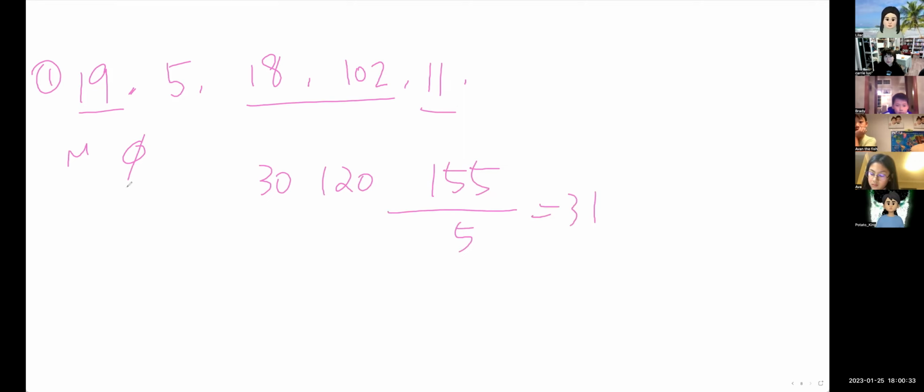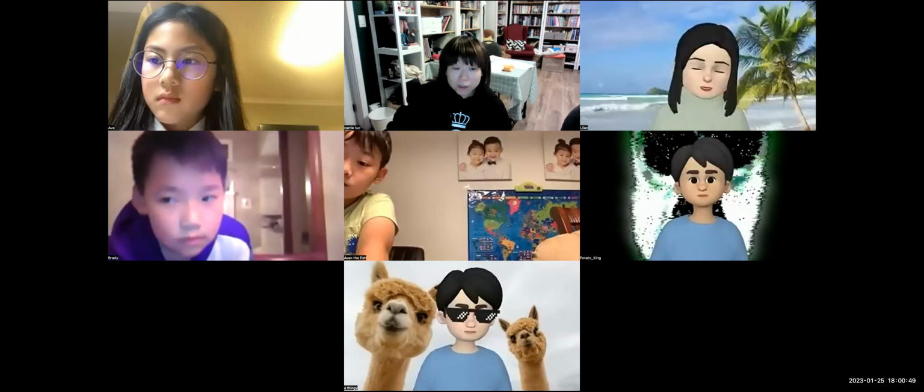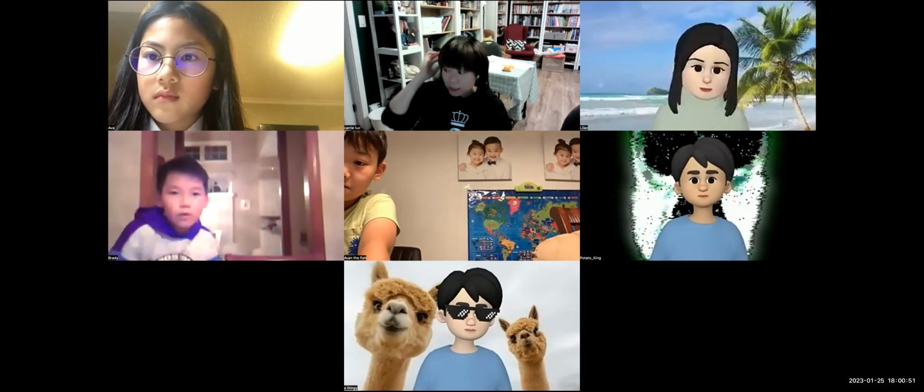Okay, so the mode is none, right? It's nothing because there's no repeated number. But for this one, I'm going to put 19 and 11 together. Correct, Eva? Very good, Eva. So 30, and these two together, 120 and 5. So the answer is 155. Divided by 5 equals 31. So the mean is 31, and the median is 18. So it's none, 31, and 18. Okay, understand everybody?